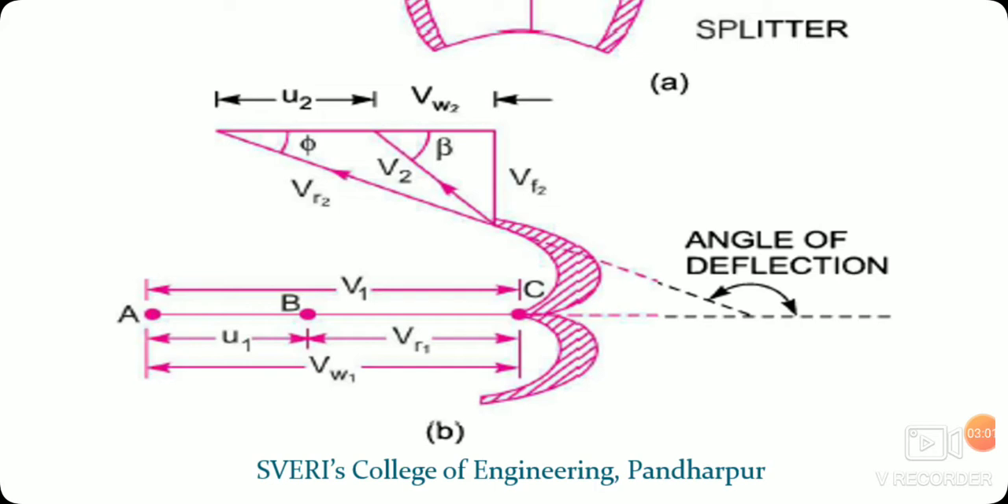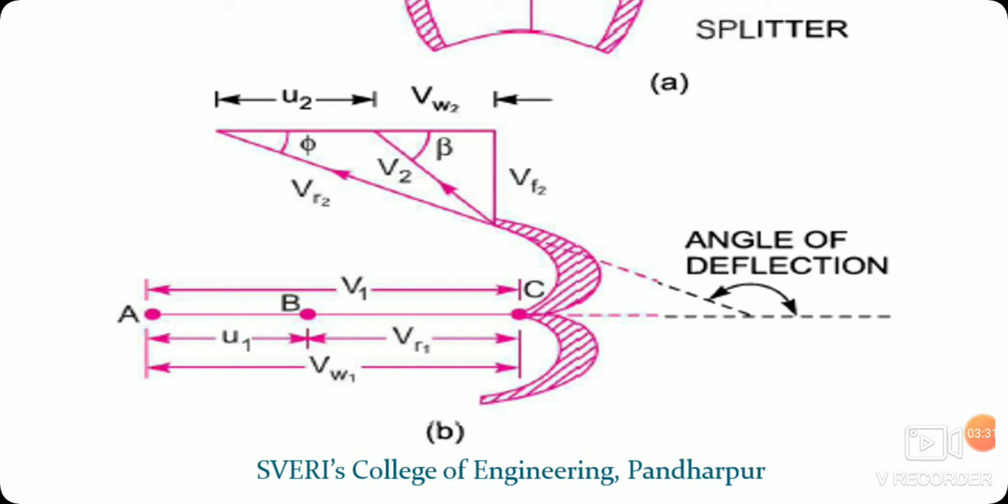Then BC, the remaining component, is called the relative velocity at inlet, that is VR1. So it is the difference between V1 and U1. For the Pelton turbine, we can say that VR1 is equal to V1 minus U1, where V1 is equal to Vw1, Vf1 is equal to 0, and U1 is the tangential velocity of that particular bucket. And this velocity is equal to U2 also. So U1 is equal to U2, which we can call U. We will see this afterwards.